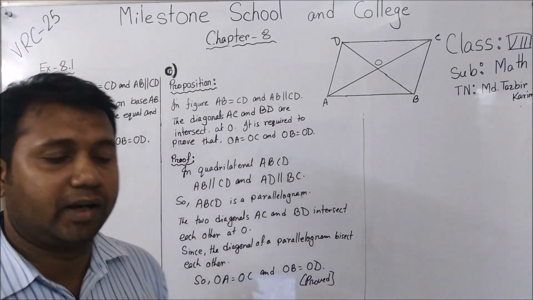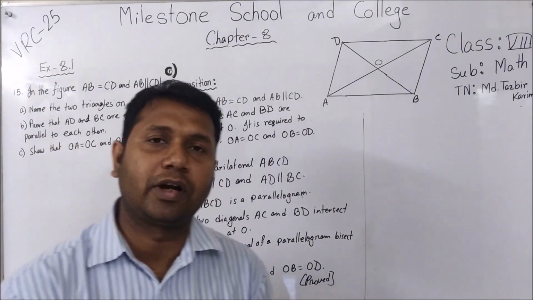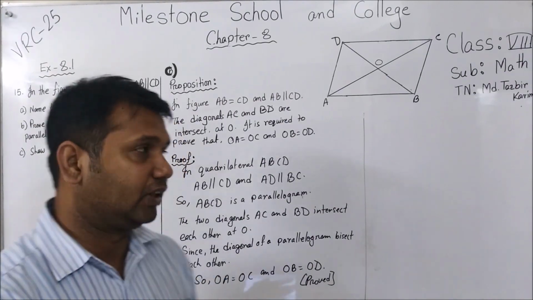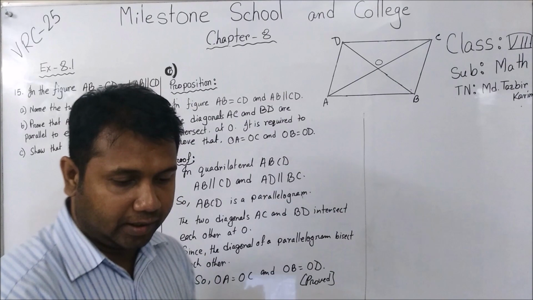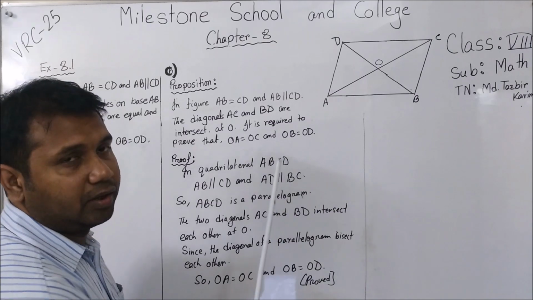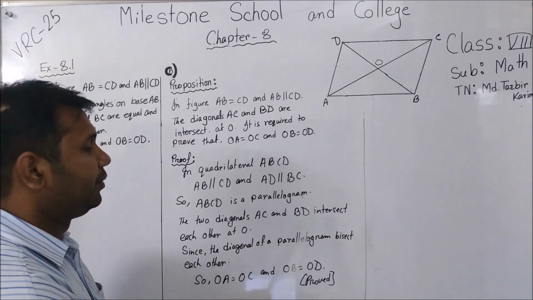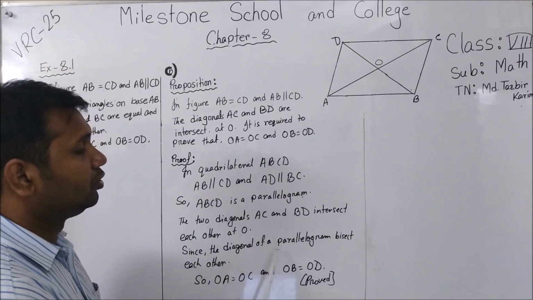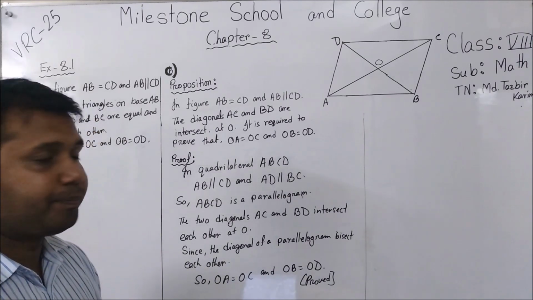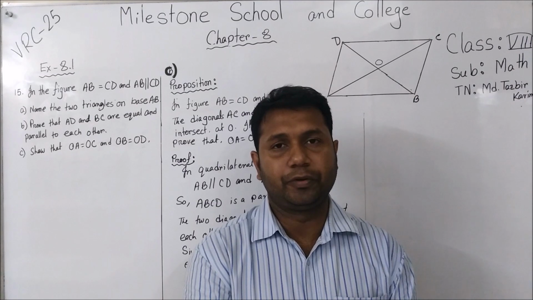By the properties of a parallelogram, we know that the diagonals must bisect each other. We first proved that it is a parallelogram by the two pairs of parallel lines, AB parallel to CD and AD parallel to BC. So ABCD must be a parallelogram. The two diagonals AC and BD intersect at O. We know the diagonals of a parallelogram bisect each other, so we can say AO equals OC and OB equals OD. True. I think you understand all the theorems that we proved today.